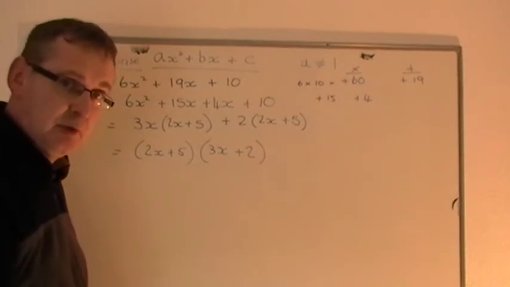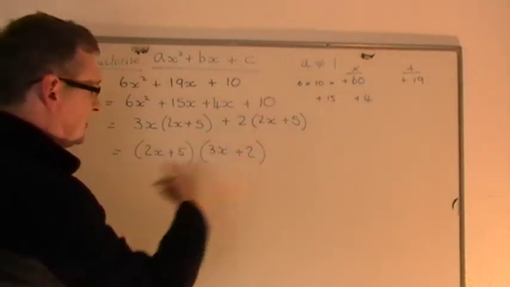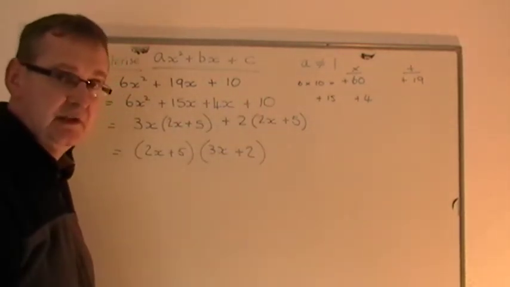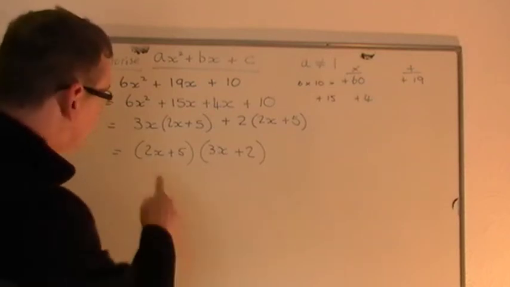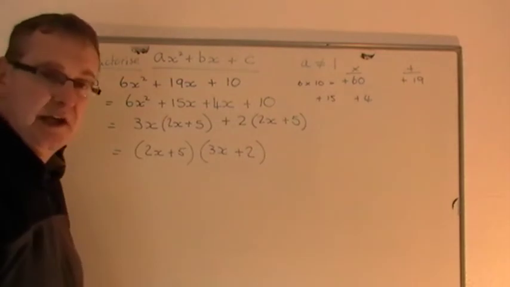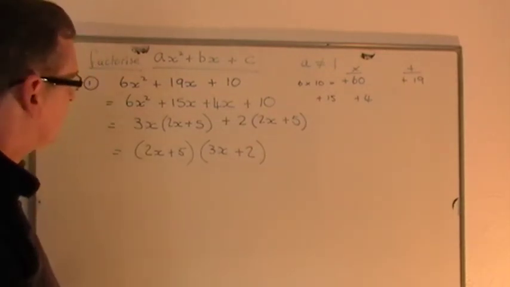But I'm sure some of you would struggle, so it might be an idea if you went through this process, learned it off by heart, because this process will work for every single example. Okay, if you were to expand this out, you would, once you simplified it, get the line above. So there you go, there's the factorisation of 6x squared plus 19x plus 10.